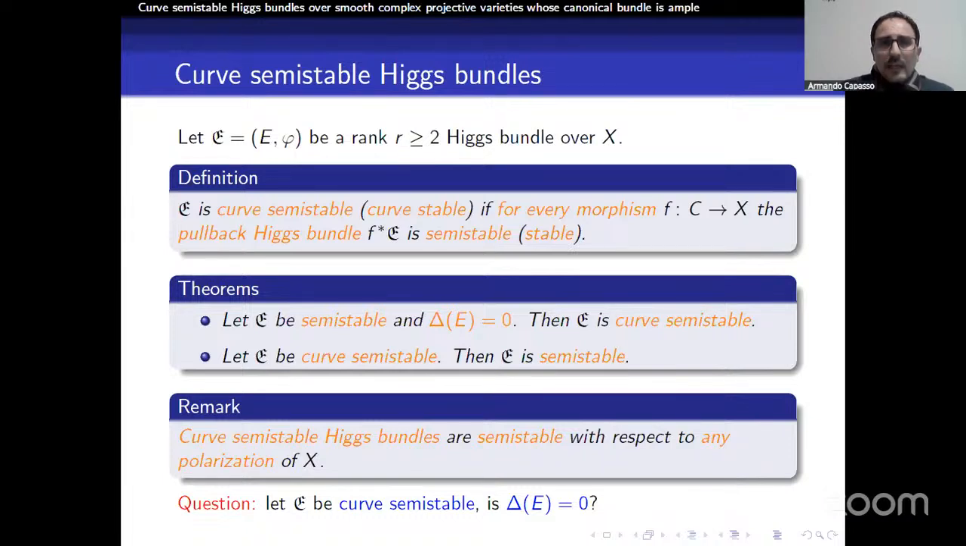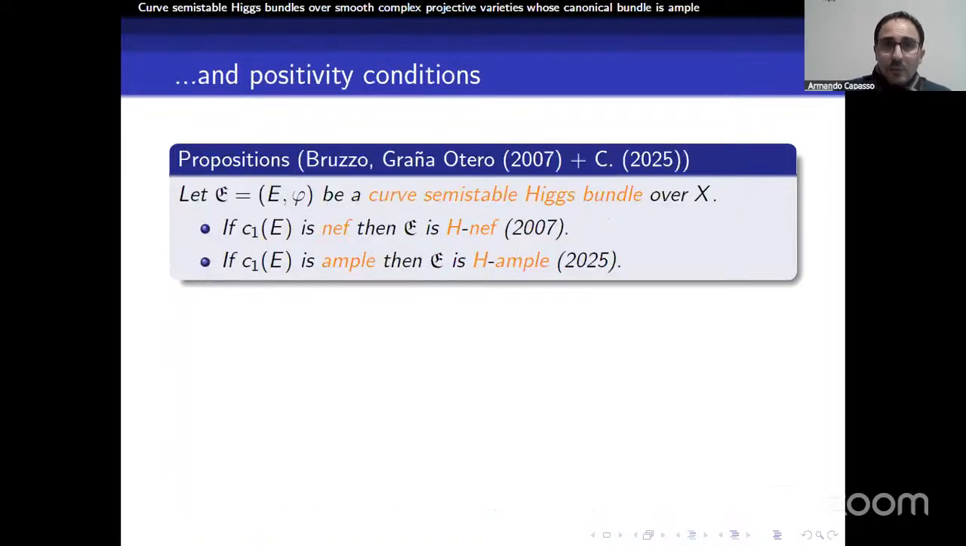Okay? Curved semistable Higgs bundles are also related to positivity conditions by the following results, given the first time by Ugo and Bea, and the second time also by myself. What do I mean? If E is a curved semistable Higgs bundle on X, and if the first Chern class is nef, then E is Higgs nef, Ugo and Bea. If the first Chern class of E is ample, then E is Higgs ample. This is a result given by Ugo, Bea, and myself recently.